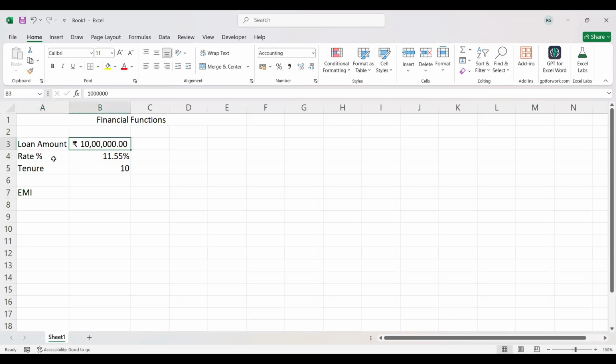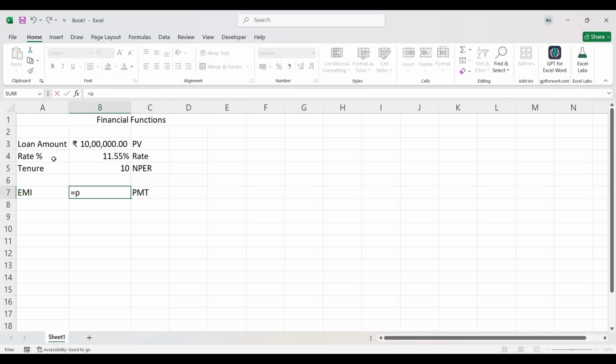First of all, in terms of financial functions, what do we call the loan amount, rate, and tenure? For the loan amount, we say PV, principal value. Then the rate, of course, we say rate. Tenure we say NPER, that is the number of periods, for how many periods we are taking the loan. And EMI is known as payment, PMT. So the function I am using right now for EMI is the PMT function. So, is equal to PMT.